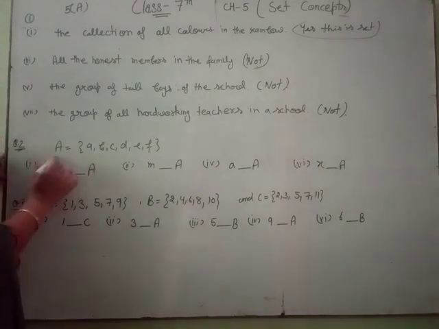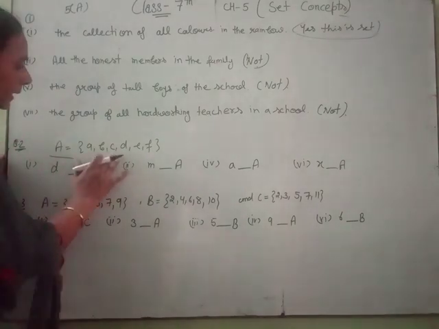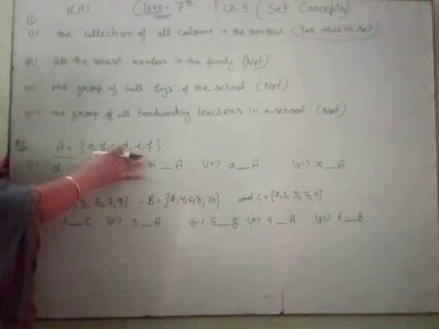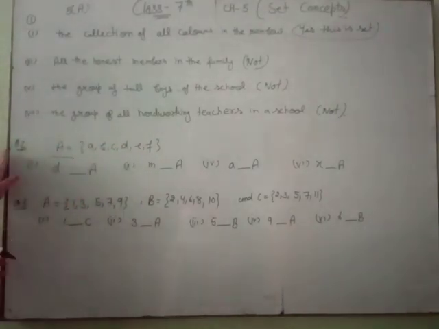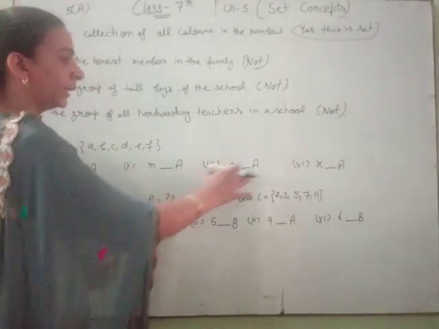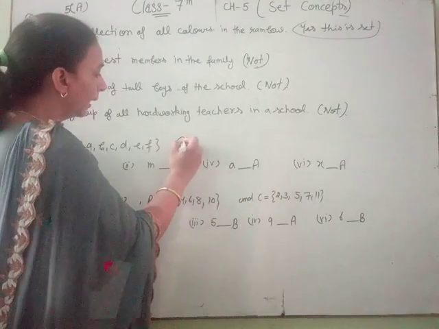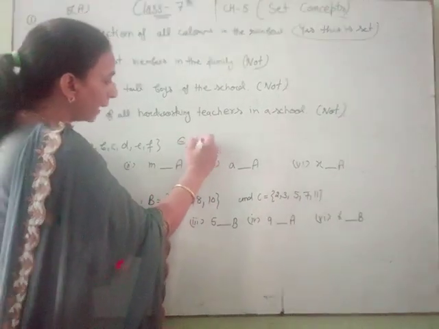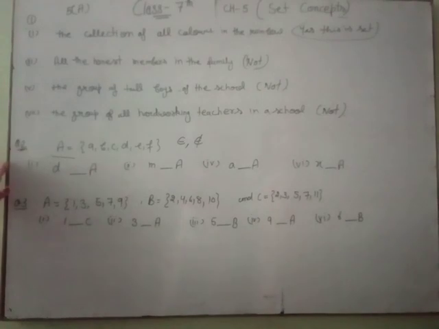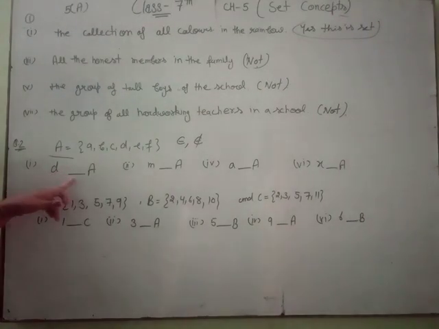Set A contains A, B, C, D, E, F. These are the elements of set A. We fill in the blanks with belongs to or does not belong to. First is D. Students, D is a member of set A. D is an element of set A. So D belongs to set A.